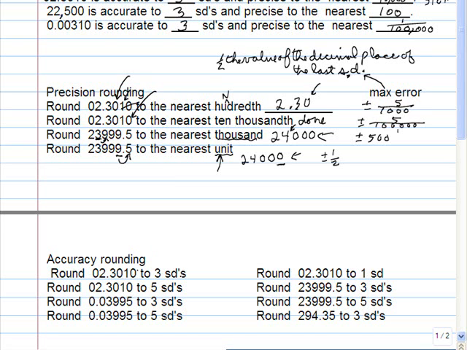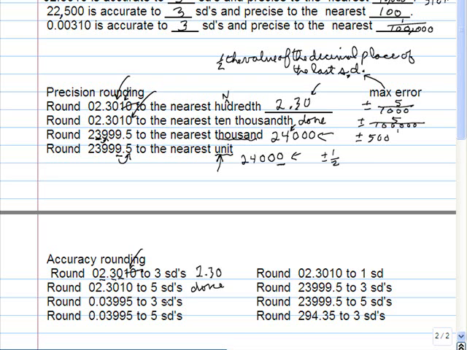2.3010 to 3 significant digits. Again, your first significant digit is your first non-zero digit on the left. So there's your first significant digit. So 3 of them would round to the hundredth, so we get 2.30. That's because the next digit over was a 1, so we're rounding down. The next one says round to 5 significant digits. That is 5 significant digits, so we're done.